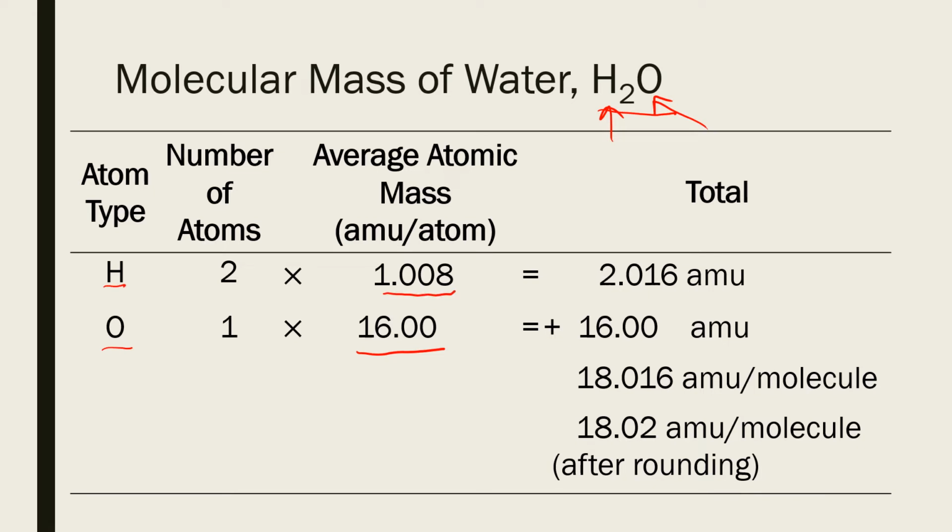As we have two atoms of hydrogen, the combined mass from the hydrogen atoms will be 2.016, and the mass from the oxygen atom is 16. If we add them up and round it off to the correct sig figs, the mass of a water molecule will be 18.02 AMU per molecule. In other words, each molecule of water will have a molecular mass of 18.02 AMU.